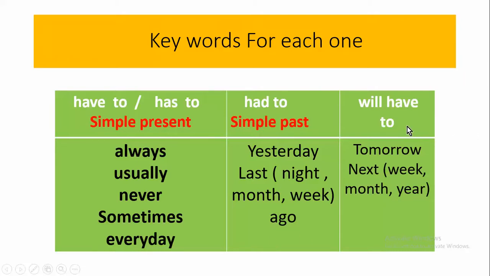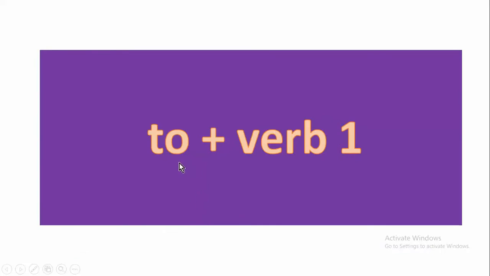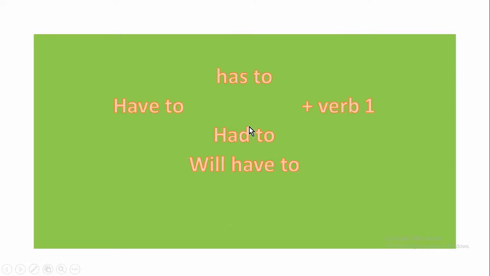Will have to is for the future. And the keywords for the future are tomorrow, next week, next month, next year, and any time in the future. Please don't forget that to is always with verb 1. Now, has to, have to, had to, will have to, all are with verb 1.